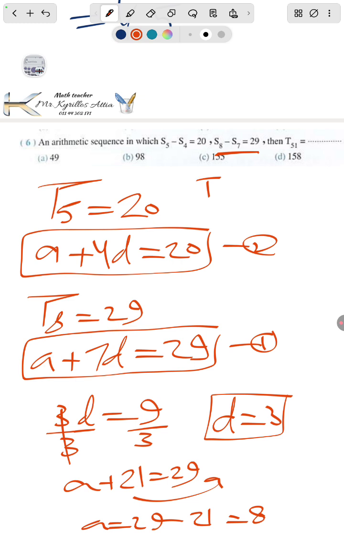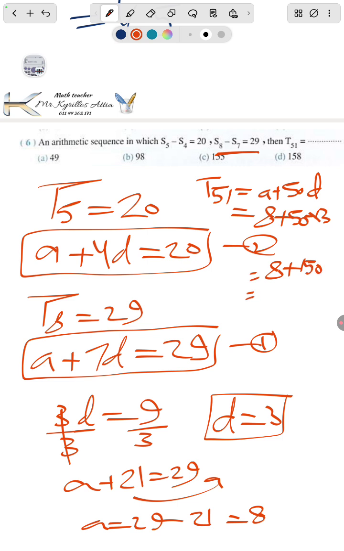We need T51, it will be A plus 50D. A equals 8 plus 50 times D equals 3. 50 times 3 is 150, so it will be 8 plus 150, that equals 158.